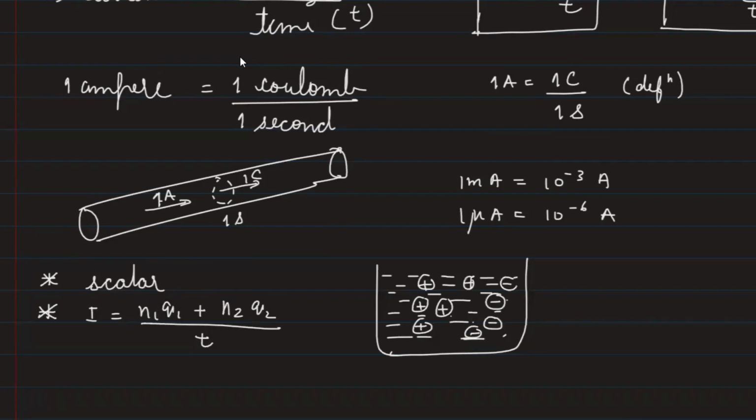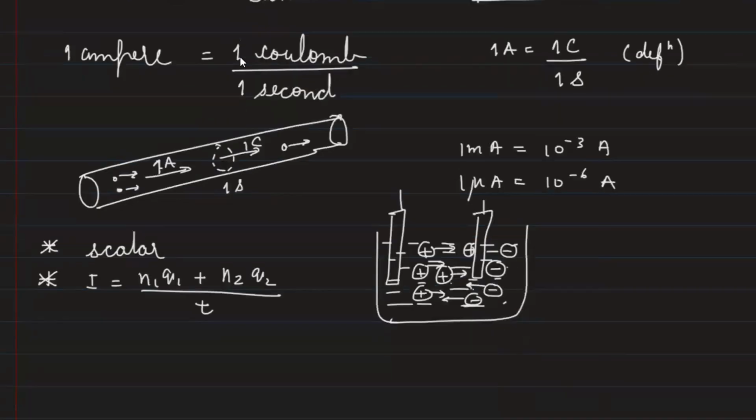Okay, so what happens is there are electrodes inside the electrolyte. The negative charges are flowing in one direction and the positive charges are flowing in the opposite direction. So inside a wire, only electrons are flowing. But inside an electrolyte, there are positive and negative ions, and both are flowing.